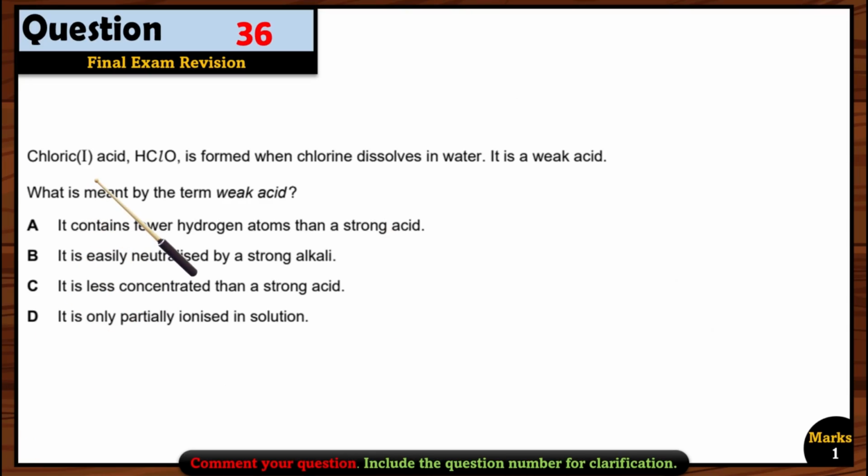Question 36. Chloric acid HClO is formed when chlorine is dissolved in water. It is a weak acid. What is meant by the term weak acid? That they are partially dissociated into ions. So which option is right? Of course, D. It is only partially ionized in solution.